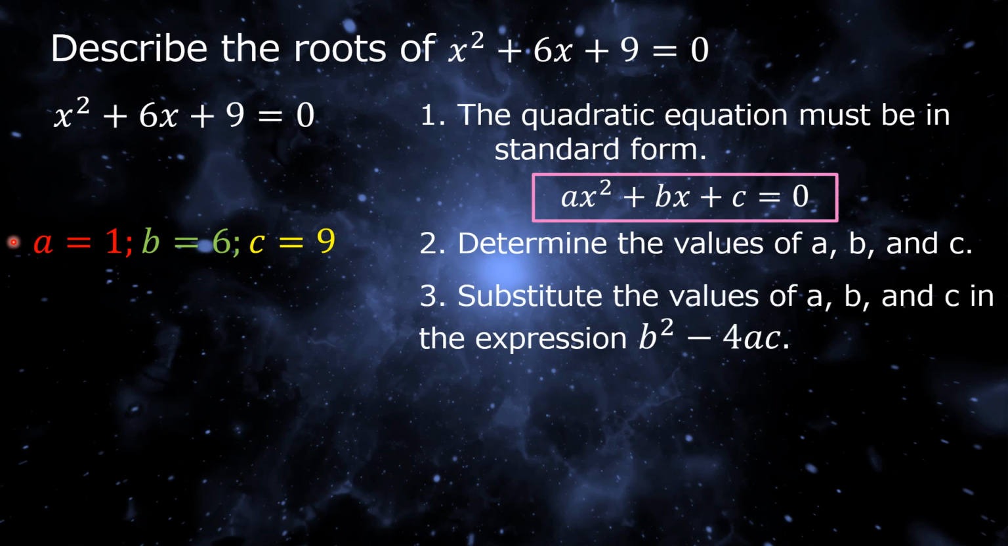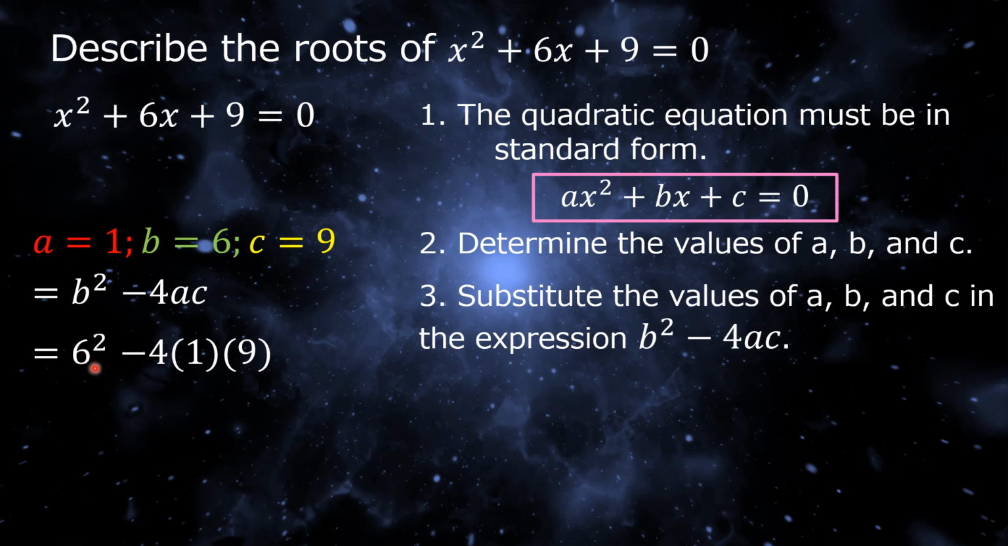Third step, substitute the values of a, b, and c in the expression b squared minus 4ac or yung ating discriminant. So, isulat natin yung ating formula ng discriminant equals b squared minus 4ac, and then isubstitute natin. When we said substitute, katulad sa basketball, papalitan natin. So, yung a, b, at c ay papalitan natin ng corresponding values nila. So, yung b squared minus 4ac ay magiging 6 squared minus 4 times 1 times 9.